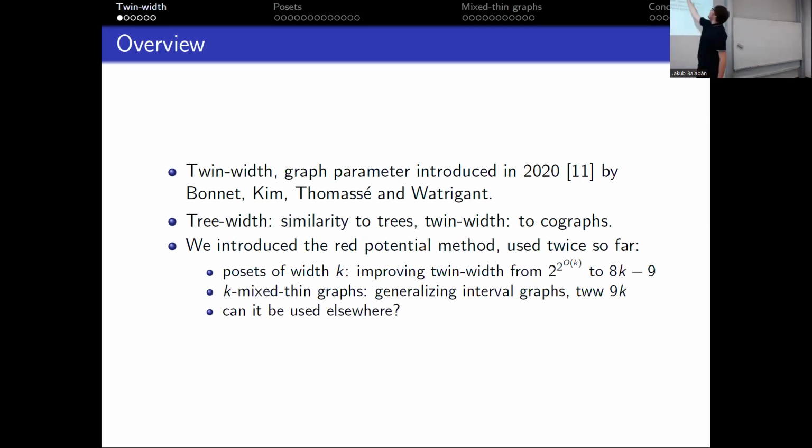As you see up there, the talk will be in three parts. First some introduction to twinwidth, then the result on posets, and then the result on proper k-mixing graphs.